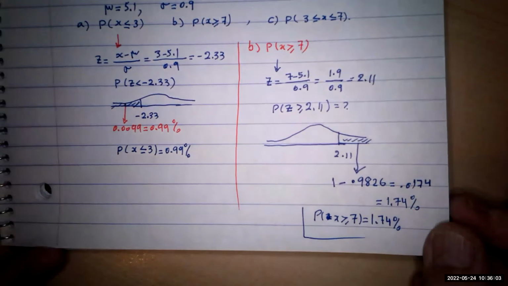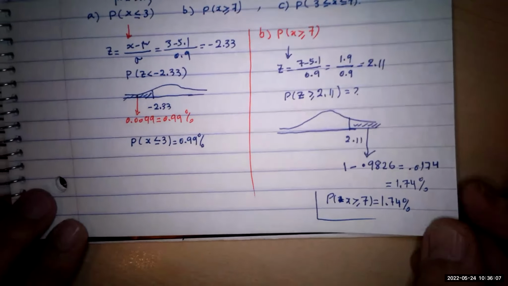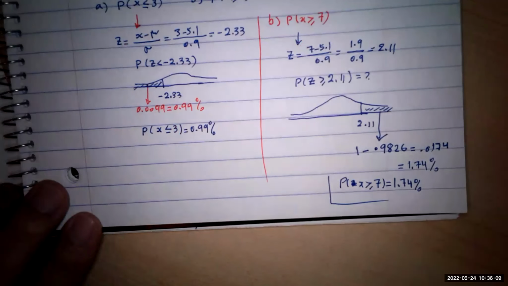Okay, any question? The last part is going to be in between. We just find this probability by subtracting. I'm going to do it here.